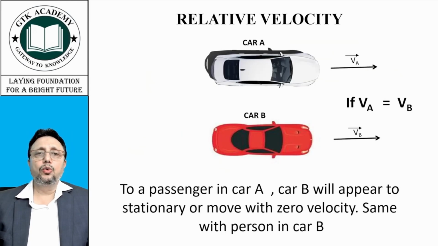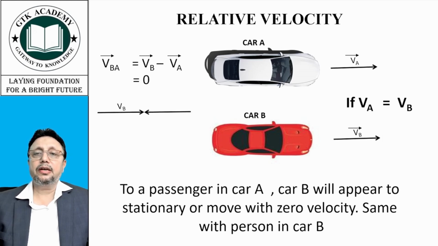Now these two cars are moving in the same direction, so relative velocity VBA, velocity of B relative to A, is VB minus VA, which is equal to 0. How? We took this B vector and A vector in a negative direction, so they both cancel out and become 0.